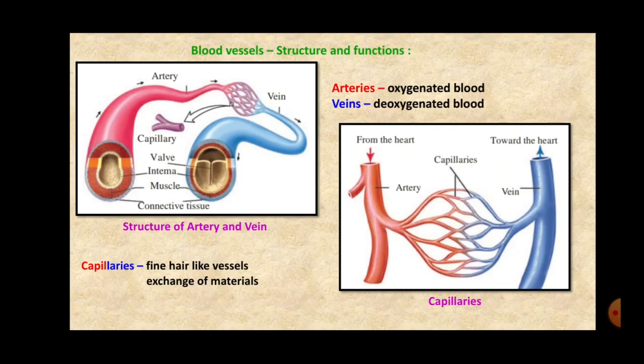The network of capillaries is present in each and every organ. Arteries: red color, pure blood; veins: blue color, impure blood. Arteries carry the oxygenated blood. Pure blood means it carries the oxygen, whereas veins carry deoxygenated blood, that means the oxygen is not present, and thus it is blue in color. And capillaries are very fine hair-like vessels which help in the exchange of materials.